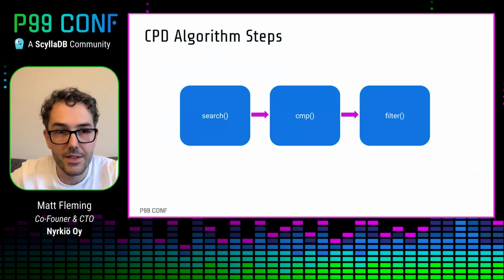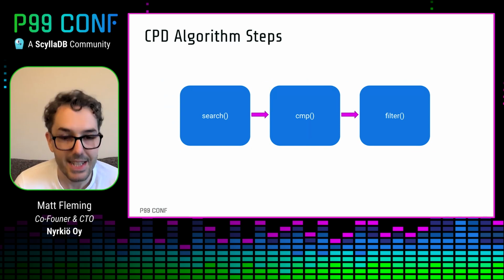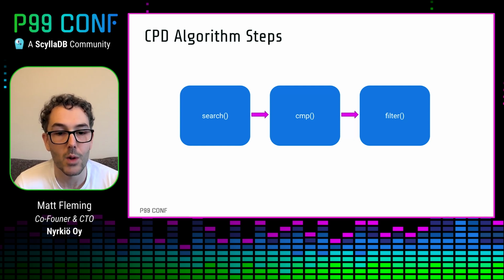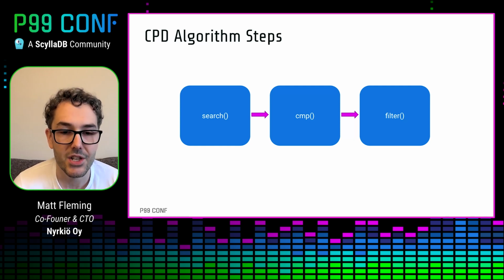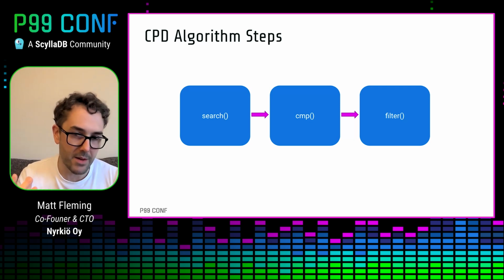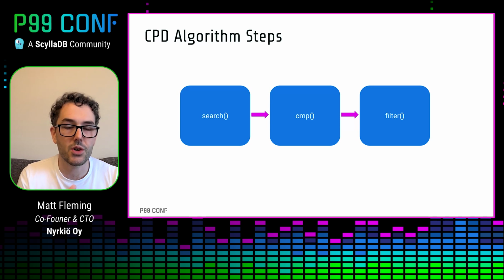So though the literature is vast and wide, I'm going to try and condense it down into a single slide and give you a very high-level overview of how all the CPD algorithms work. Essentially, you have three phases of the algorithms, and exactly how they're implemented varies with the algorithm, but the search phase is responsible for finding chunks of the time series and then passing them to the comparison function.